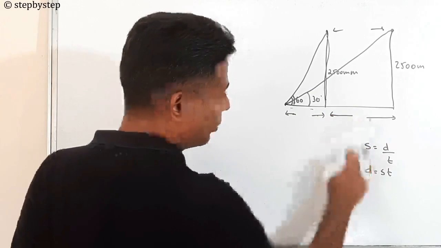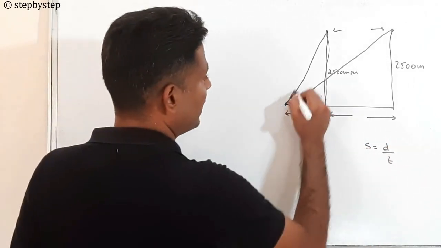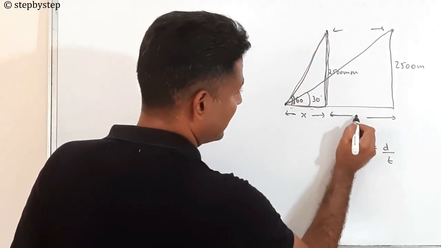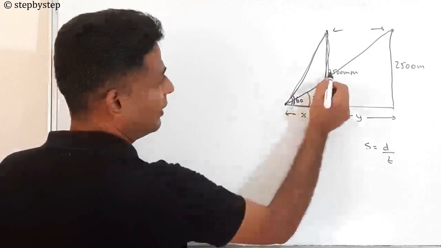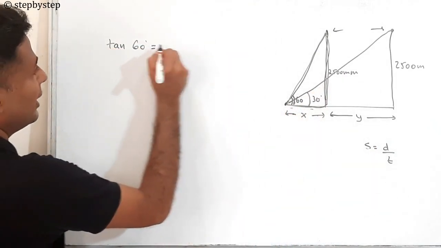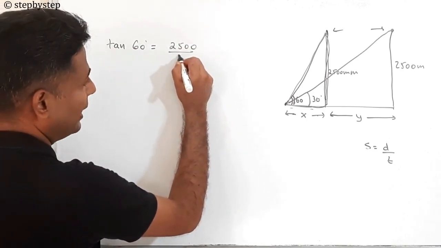Actually, we do not even need to do this. We just need to remember speed is equal to distance by time. Now taking this first triangle, we can find this value. Let it be x, let this be y. So we have 60 degree, we have opposite side, adjacent side, which means tan 60 degree equal to opposite, that is 2500 meter by x.